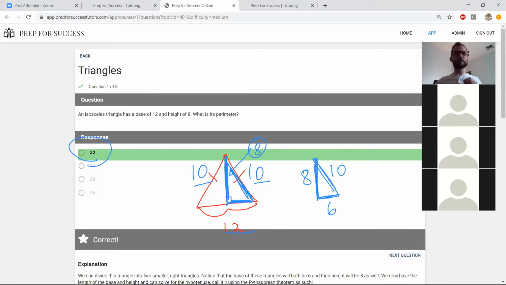Perimeter formula. Perimeter is just the sum of all the sides, so you just add up all the sides. That's perimeter. Okay, so it's not necessarily a formula. How do I get 10?